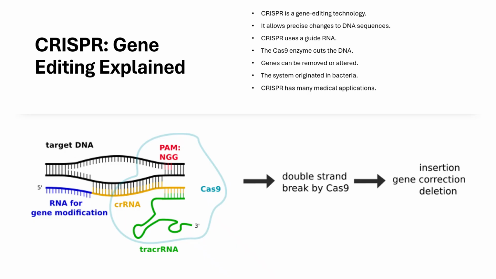CRISPR is the most dramatic tool in biotechnology. It allows scientists to edit genes directly. A guide DNA targets a specific DNA sequence. Cas9 cuts the DNA at that location. The cell repairs the break, creating changes. The system evolved in bacteria as defense. Exams love CRISPR questions.